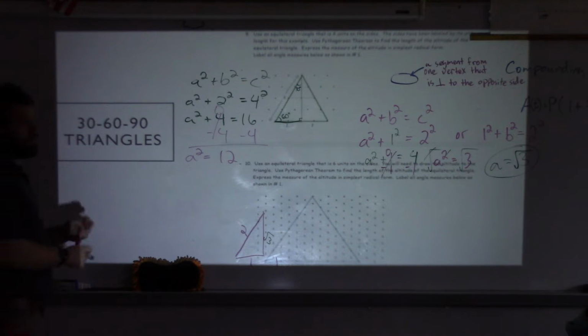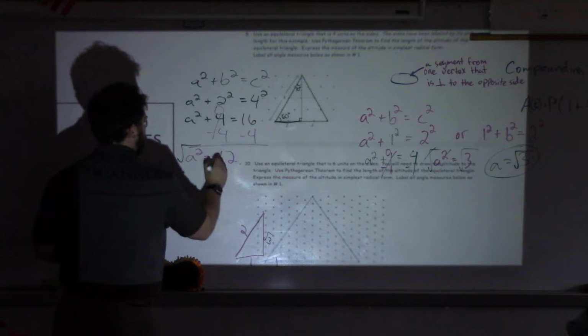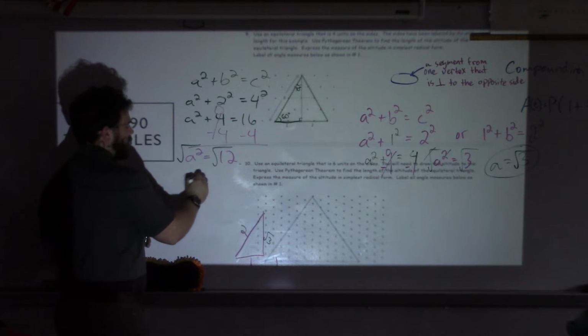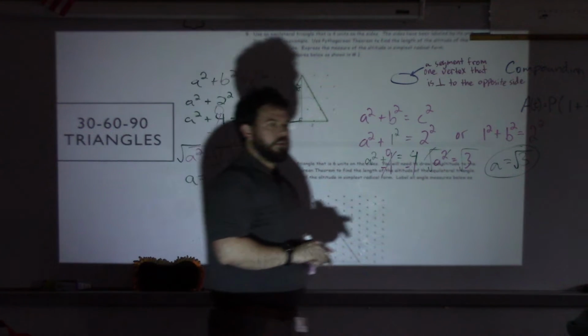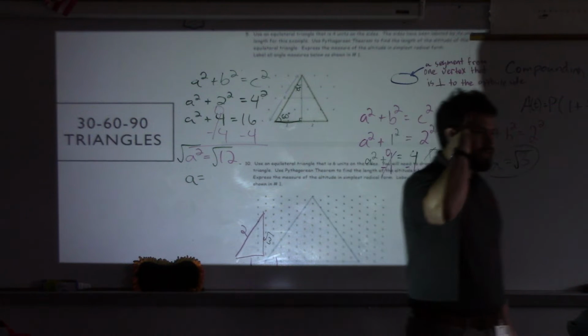Take the square root. It's 3.124. No. Yeah, that's wrong. Which is wrong? So we can leave it as square root of 12.